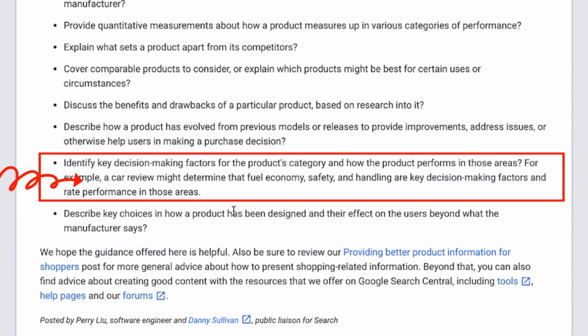Identify key decision-making factors for the product's category and how the product performs in those areas. For example, a car review might determine that fuel economy, safety, and handling are key decision-making factors and rate performance in those areas. When they're talking about identifying key decisions, you should be doing that anyway. But what I would recommend is something that I used to do so heavily: before you go into your top 10 or top 3 or top 5, whatever it may be, I would personally always walk the person through what things they need to make a decision on.